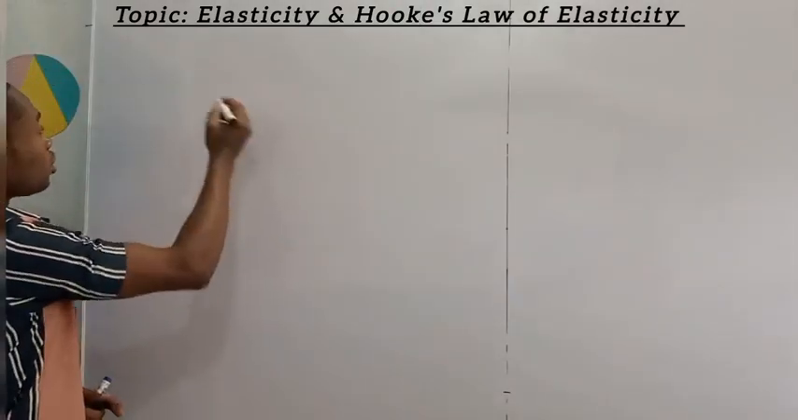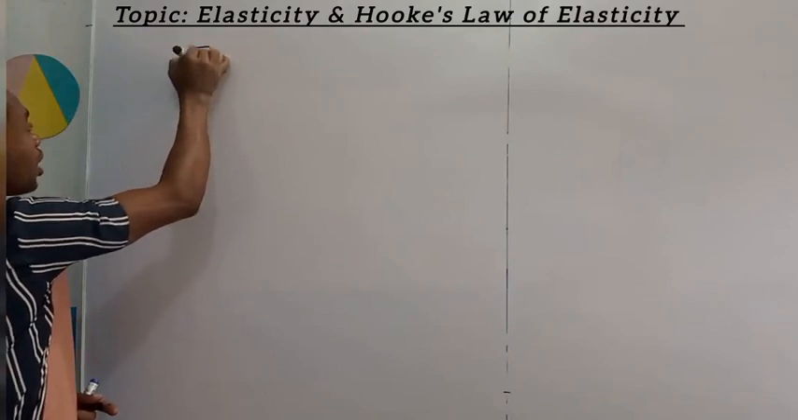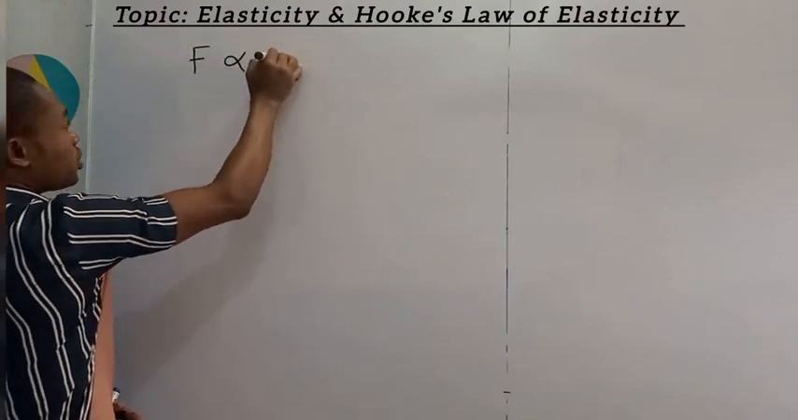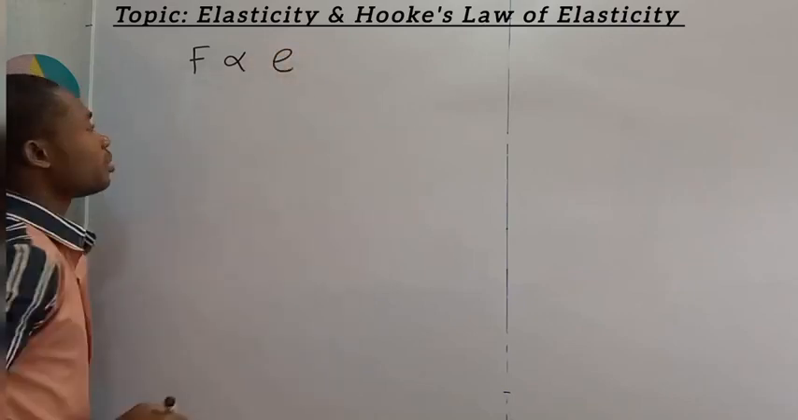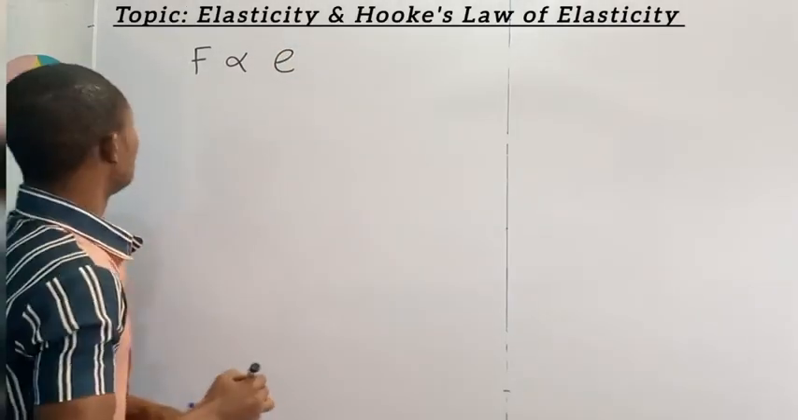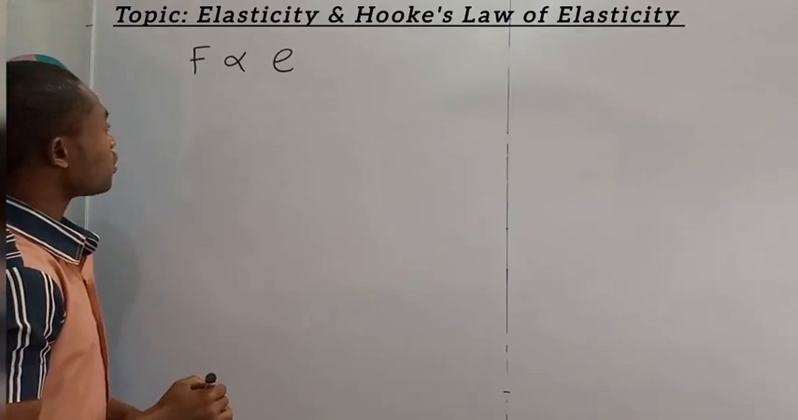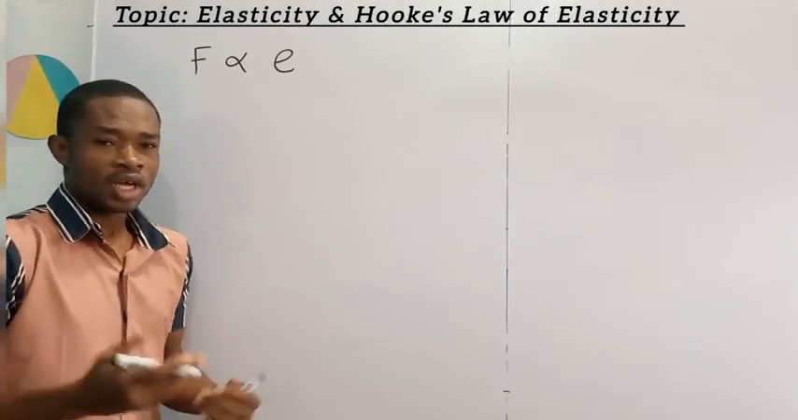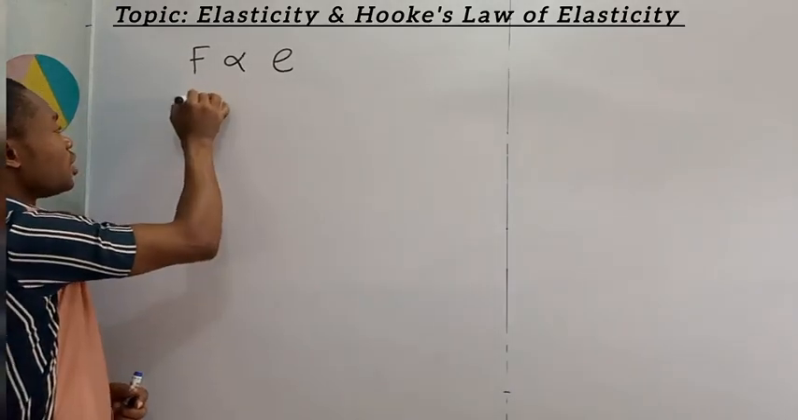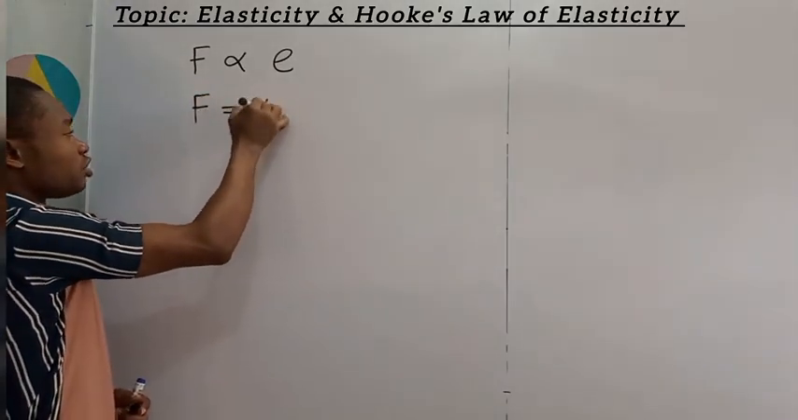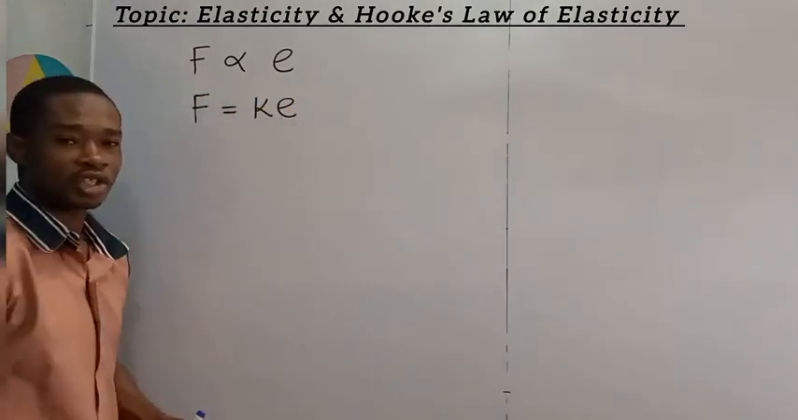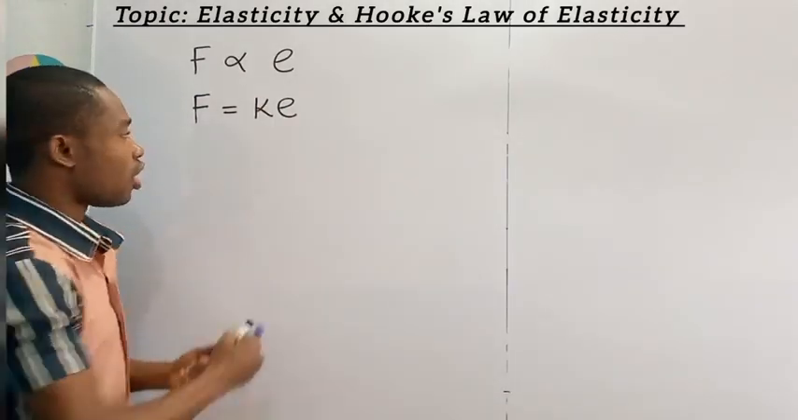Alright, so according to Hooke's law, the force applied to an elastic material is directly proportional to the extension. Let me use E for extension. So that's what we've got here. Force is directly proportional to extension E. And of course, we can't solve anything with this sign of proportionality. We shall remove it and introduce a constant, multiply it by extension. So this is Hooke's law of elasticity. Let's take this as equation 1.